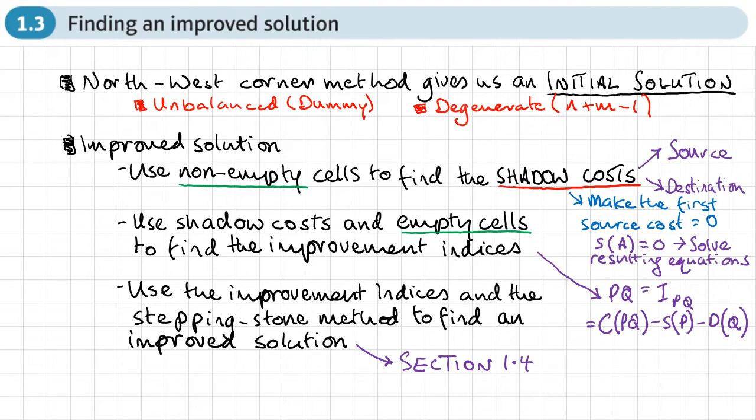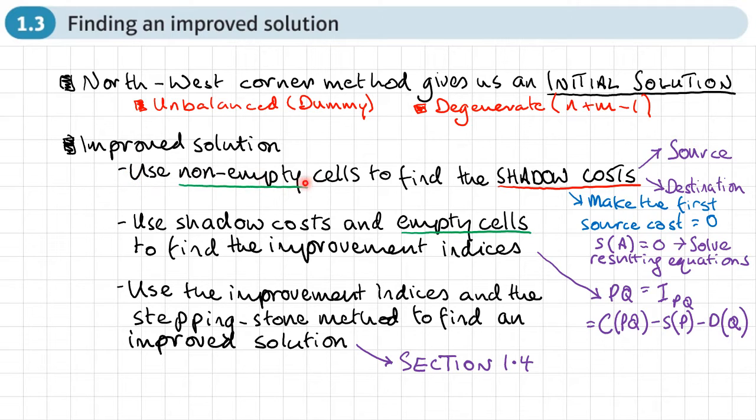The algorithm for finding an improved solution, after you've used the northwest corner method for the initial solution, involves 3 steps. 2 of the steps we're going to go through in this video, and the last step we'll go through in the next section video. So what are the steps?